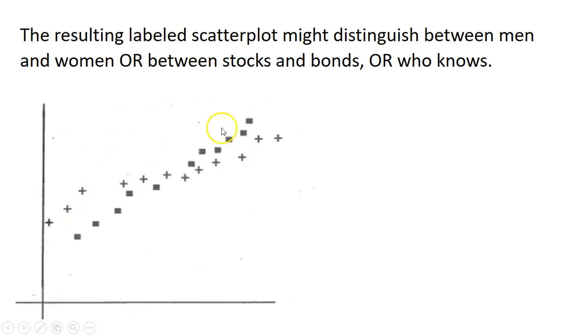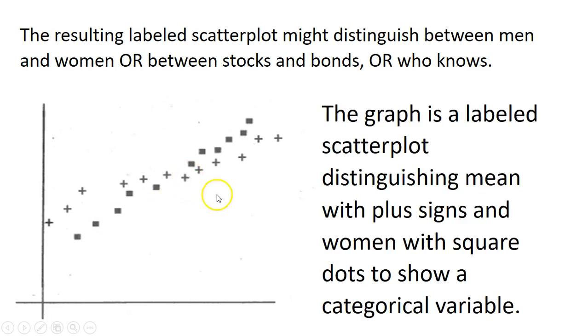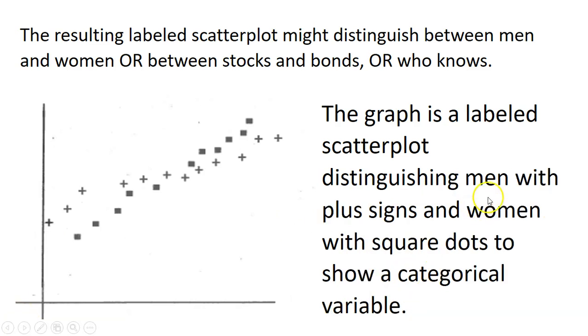Maybe that's men and women. Maybe that's stocks and bonds. I don't know. That's the point. You're trying to figure that out. And the graph is a labeled scatter plot distinguishing men with plus signs. There you go. Men with plus signs and women with square dots to show a categorical variable with each one. You can still see if there's a pattern or a straight line with either or.